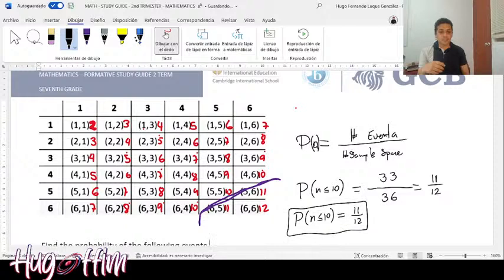This is the first question that I'm going to answer about probability, a basic question when we study probability, about the use of theoretical probability. Now we're going to see something about experimental probability.